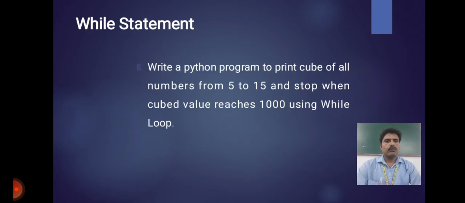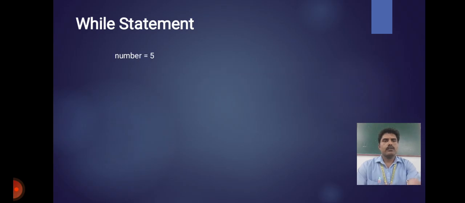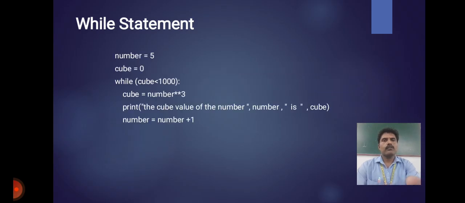So write a Python program to print the cube of all numbers from 5 to 15 and stop when the cubed value reaches 1000. So this is the program for while statements. So number equal to 5, cube value equal to 0. So we are storing two variables.